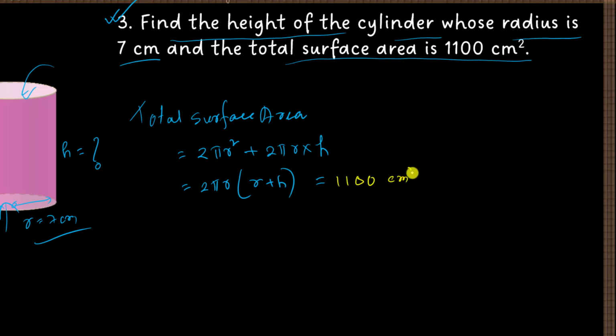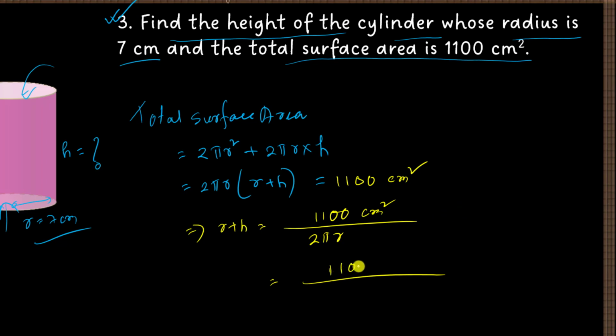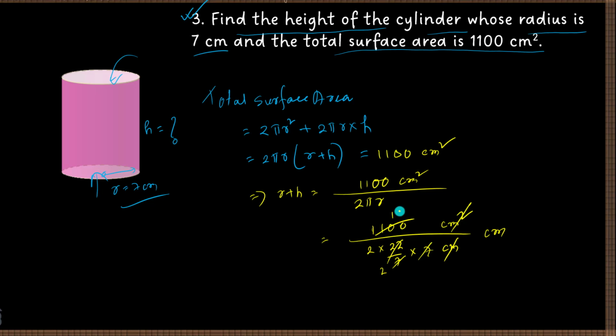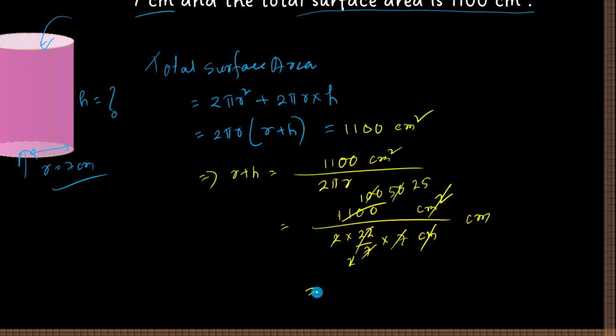1100 centimeter square. r plus h is equal to 1100 divided by twice pi r. The value of pi we will put as 22 by 7, and value of r is 7 centimeter. Centimeter square will be centimeter, and 7 gets cancelled. 11 2s are 22, and this is 1100. So that is equal to 50 and 25, that is 25 centimeter, r plus h, and therefore r plus h is equal to 25 centimeter. So we have to find the value of h.